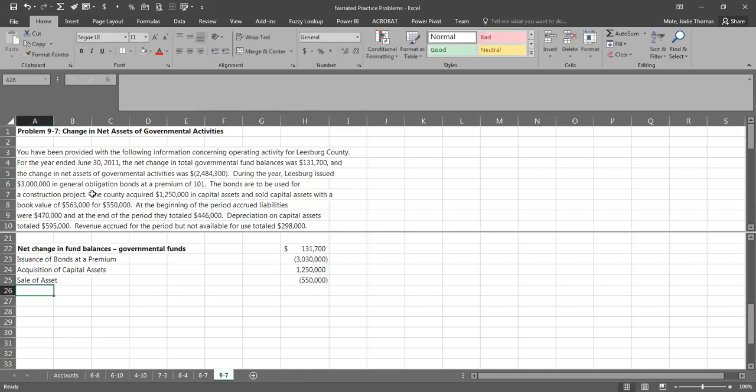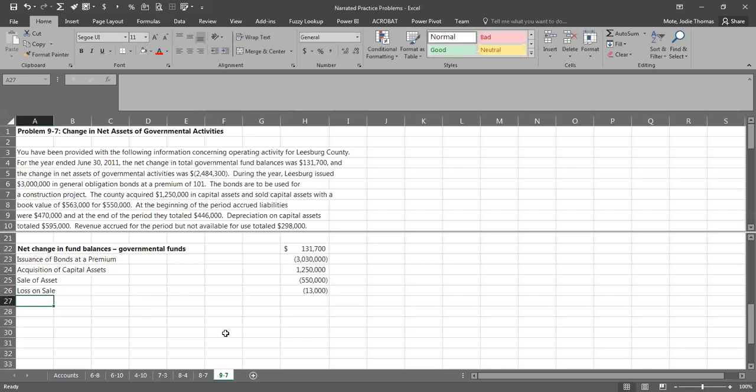But one other thing we need to notice is that it was sold at a loss. It had a book value of 563, and we only sold it for 550. So we had a loss of 13,000 that is not recognized on the governmental fund side, but is recognized for governmental activities. So let's do loss on sale. Probably put too many columns on this. I'm having to do a lot of tabbing.